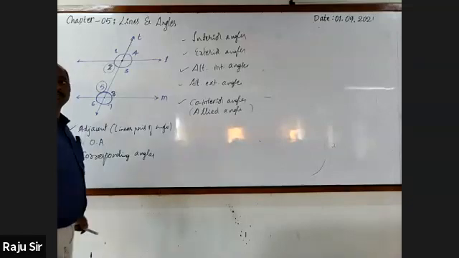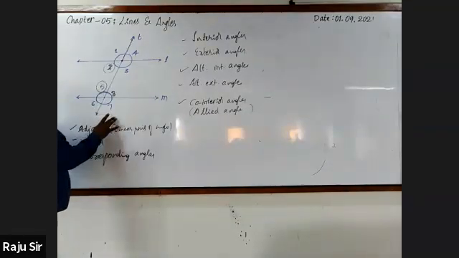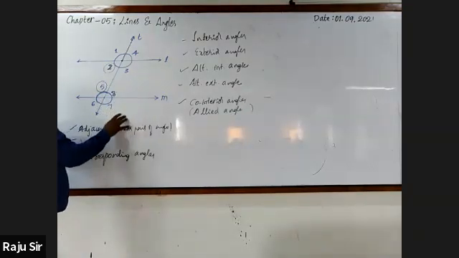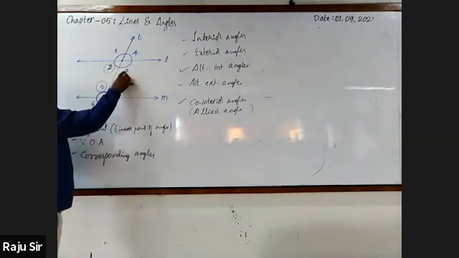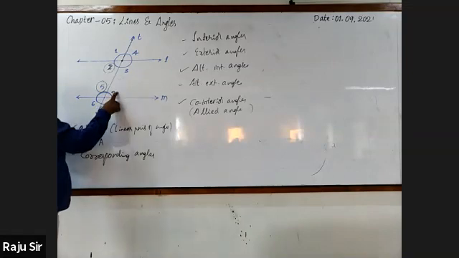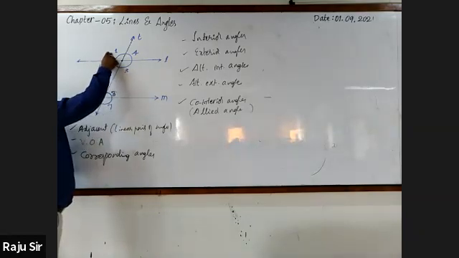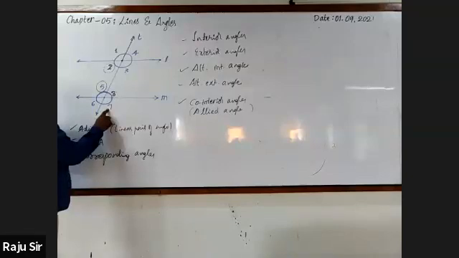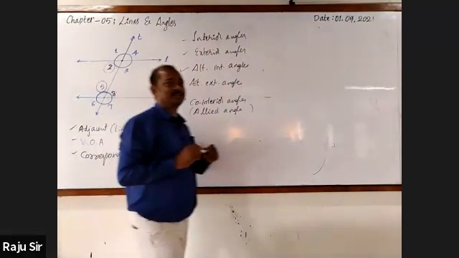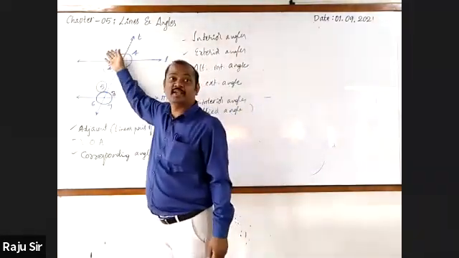Next, second column students. Here, 1 and 2, 2 and 3, 3 and 4: linear pairs. 1 and 3: vertically opposite angles. 1 and 5: corresponding angles. 2 and 8: alternate interior angles. 3 and 8: co-interior angles. 2 and 1: linear pair. 1 and 7, 1 and 5, 1 and 6: co-exterior angles.